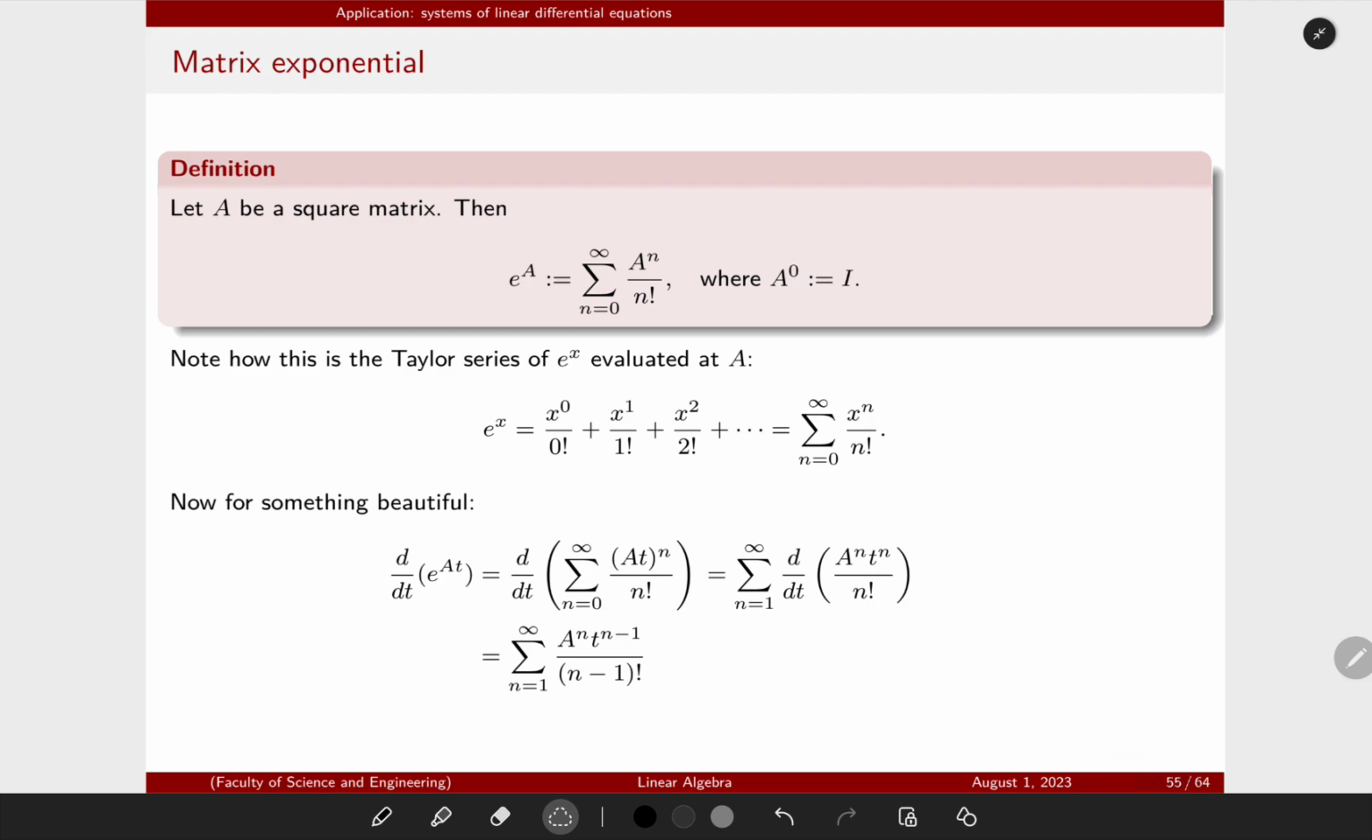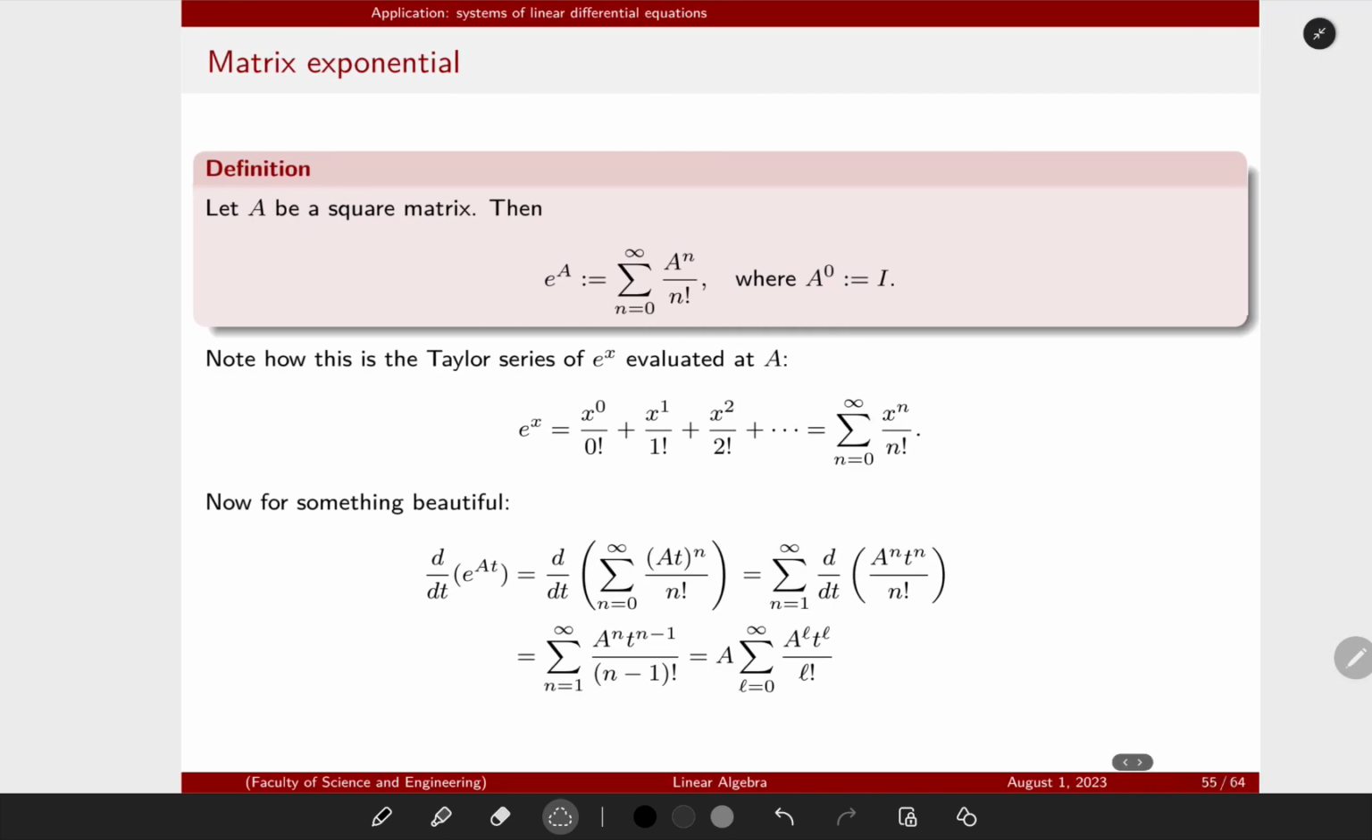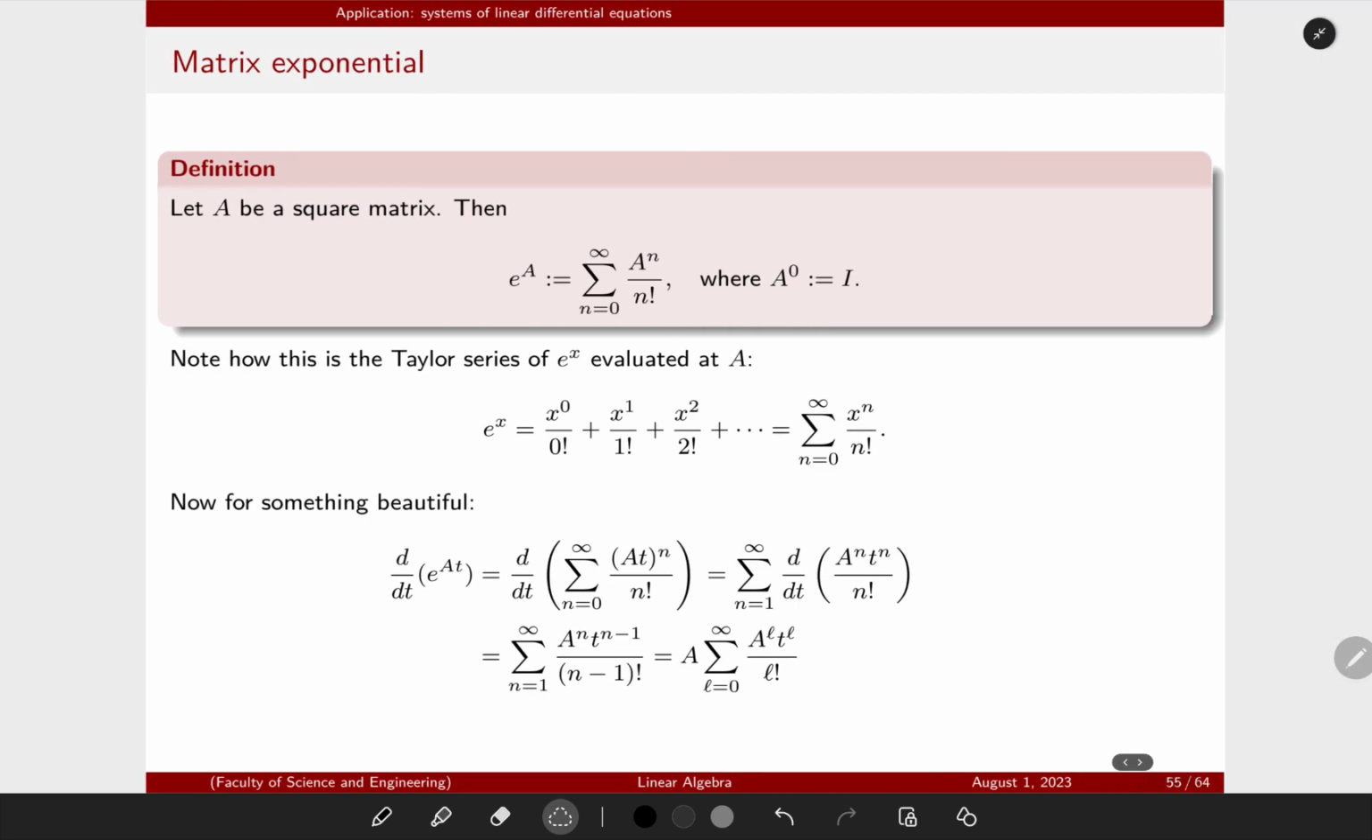Then we take the derivative, so we multiply by n, so this n factorial reduces to n minus 1 factorial, and this t becomes t to the n minus 1. Then we do a change of variable. We do two steps in one here. First we take out an a, and then this becomes a to the n minus 1, and then we define L to be n minus 1, so then our sum runs from L equals 0 up to infinity, and we get a to the L, t to the L over L factorial, but that is just the same as e to the at, as we saw before.